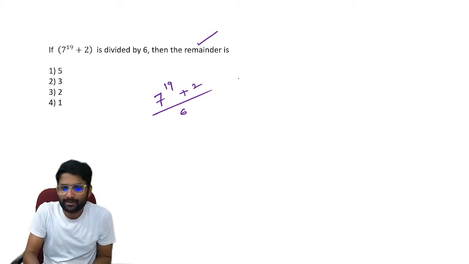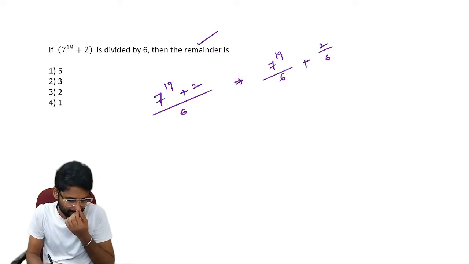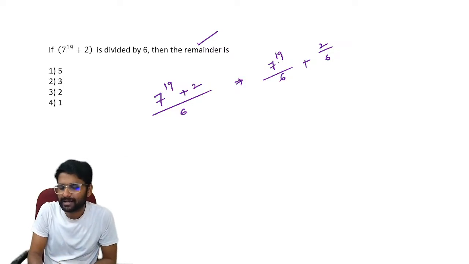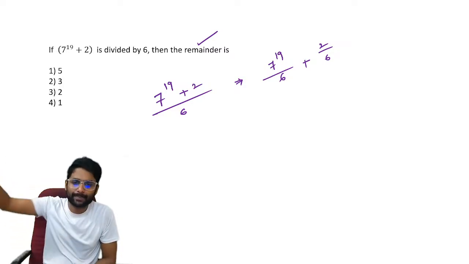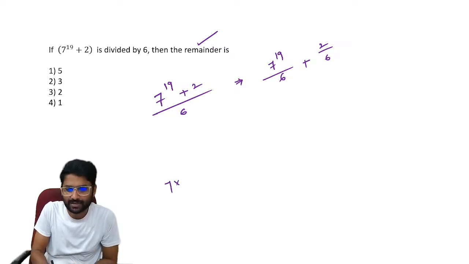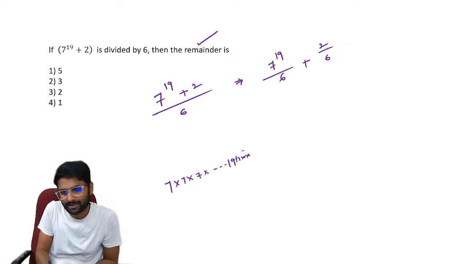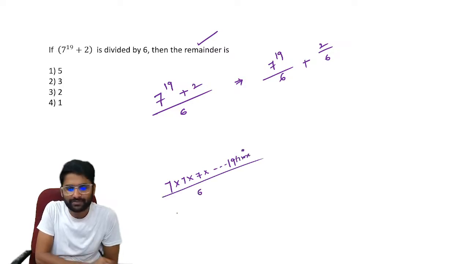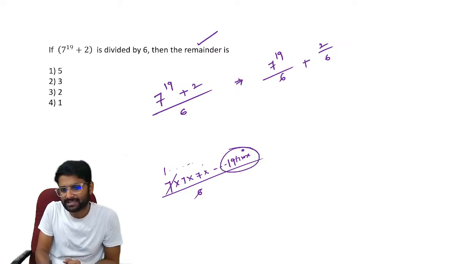Guys, understand this power concept, power cycle. 7 power 19 is divided by 6, and 2 divided by 6. Remember that here 7 power 19 says that 7 is repeated 19 times: 7 into 7 into 7, total 19 times. And every 7 we are going to divide by 6. Every time 7 is divided by 6 you will get remainder 1, and this 1 is repeated 19 times. It means if 7 is divided by 6, remainder is 1.